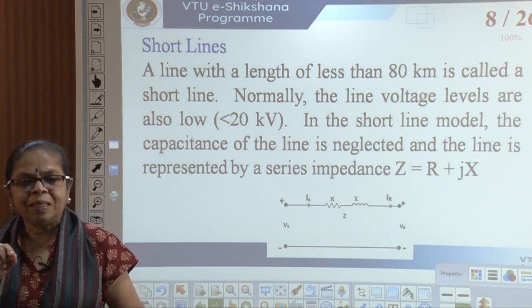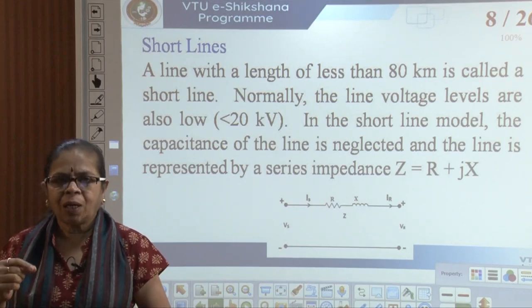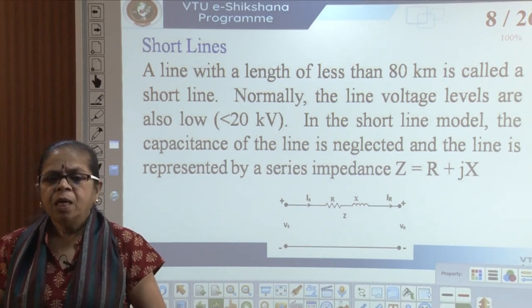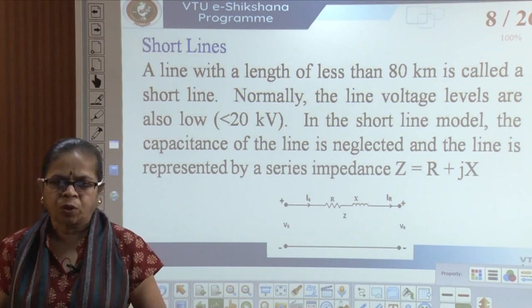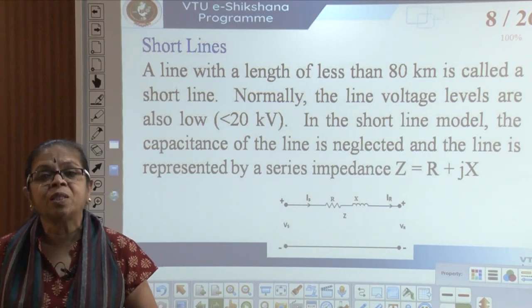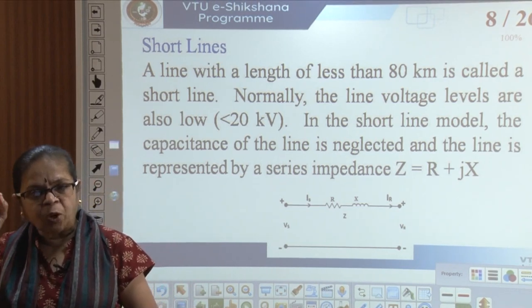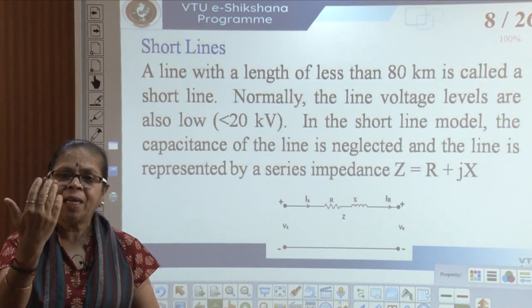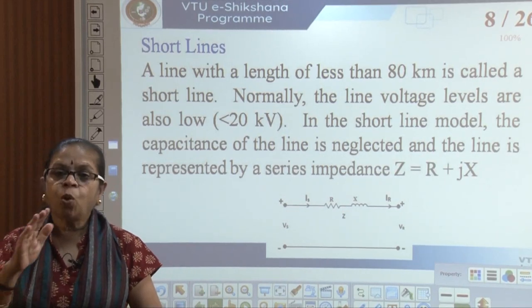What is done in a short line model, let's talk now of the circuit model, is that the capacitance is neglected. If you want approximate values, you don't want exact values, you just want to get an idea about something, then even a 100 kilometer, 150 kilometer line, you can use this model because accuracy is not required. So when you talk of a short line, don't think of that 80 kilometer or 60 kilometer. Think instead that capacitance is neglected. That's what we are doing. You can use it for any length provided that the approximation of capacitance being neglected is okay with whatever you want to calculate.